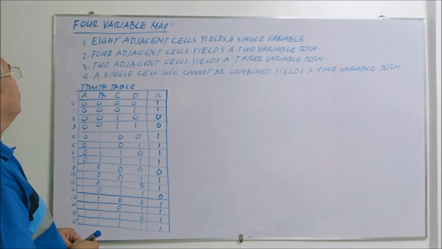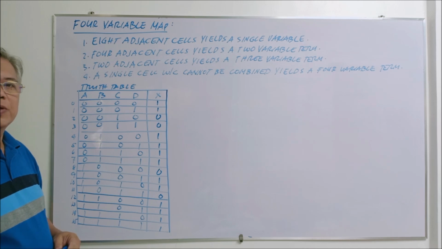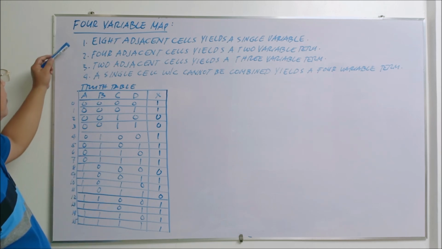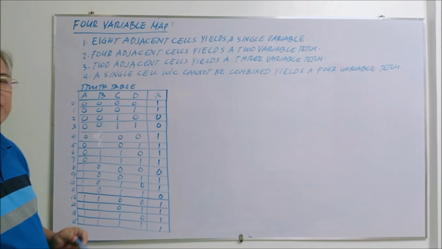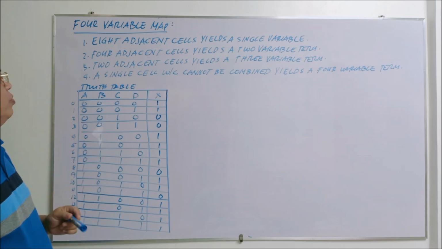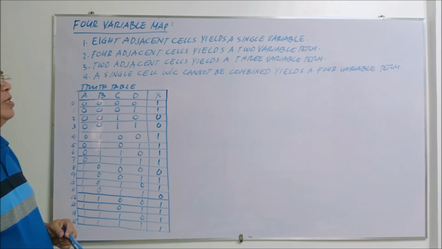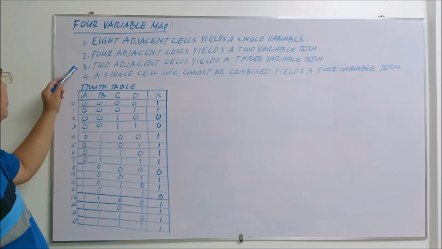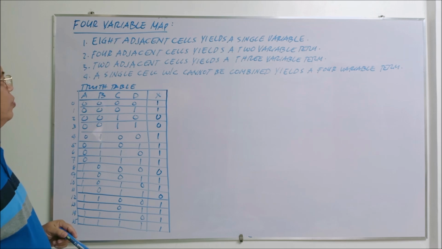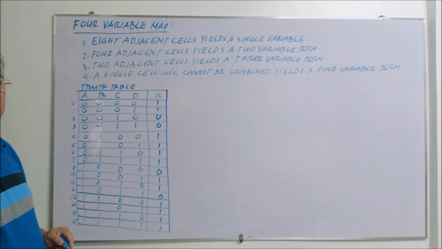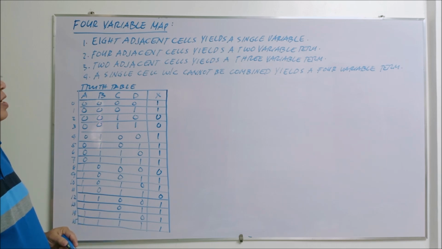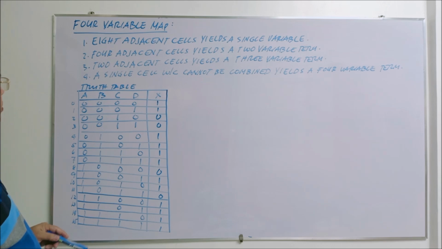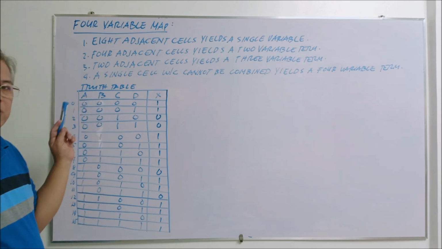Okay, so we go now to the 4-variable map. The first rule: 8 adjacent cells yields a single variable. Rule number 2: 4 adjacent cells yields a 2-variable term. Rule number 3: 2 adjacent cells yields a 3-variable term. And rule 4: a single cell which cannot be combined yields a 4-variable term. So we have here a truth table again.